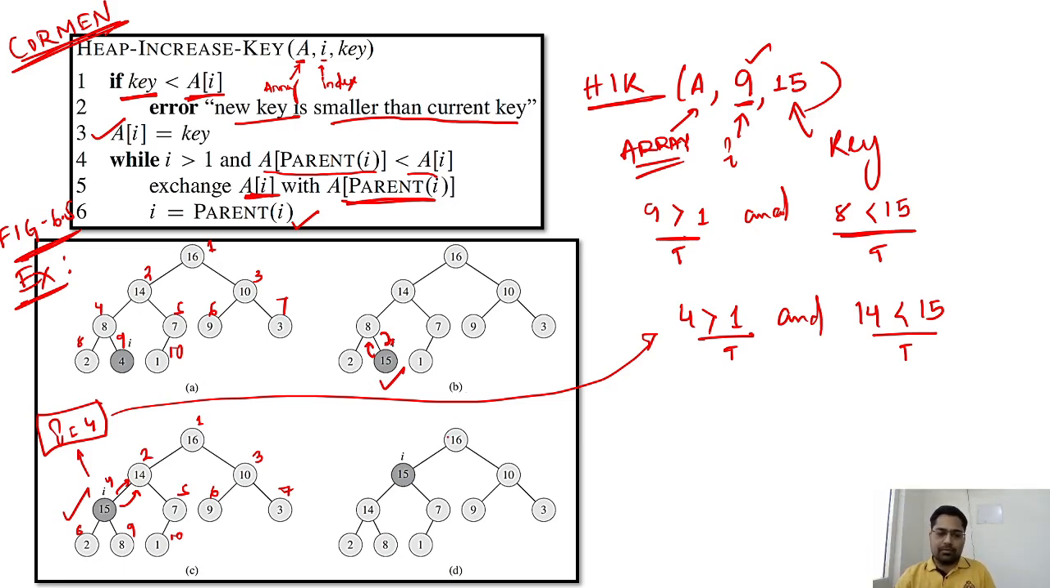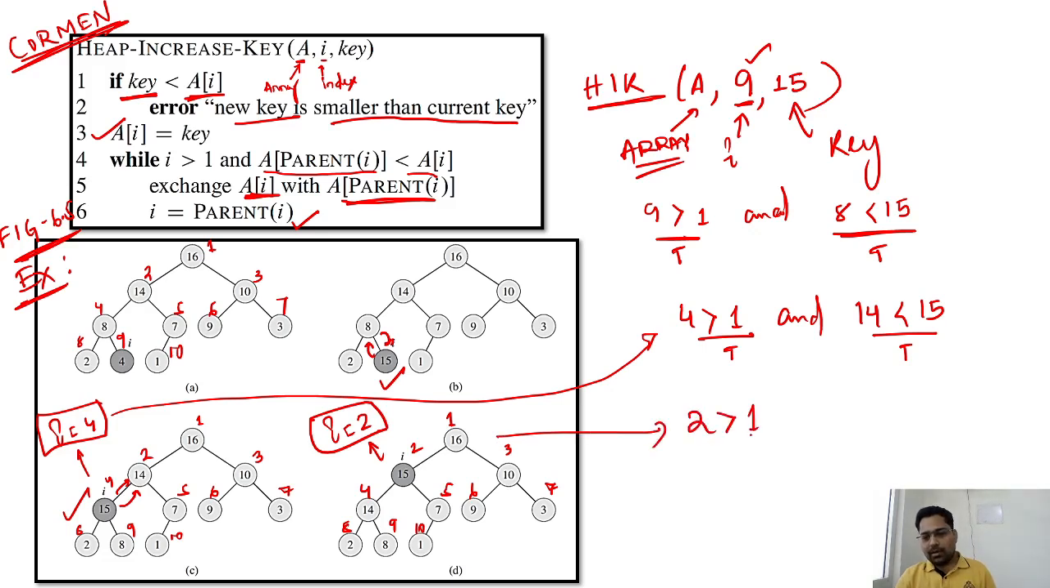Okay, next we have to check. The I value is 1, 2, 3, 4, 5, 6, 7. Here it is 8, 9, 10. So the I value is now 2. Here the I value is 2, so we first check 2 is greater than 1 and the parent of it, 16, is less than 15 or not. Here it is false, here it is true. Then what we have to do? It is false, so no need to change. We will stop.